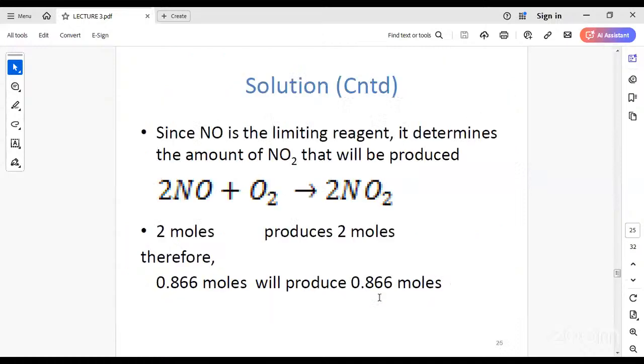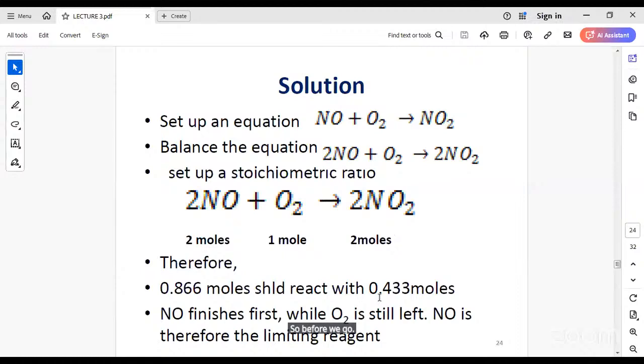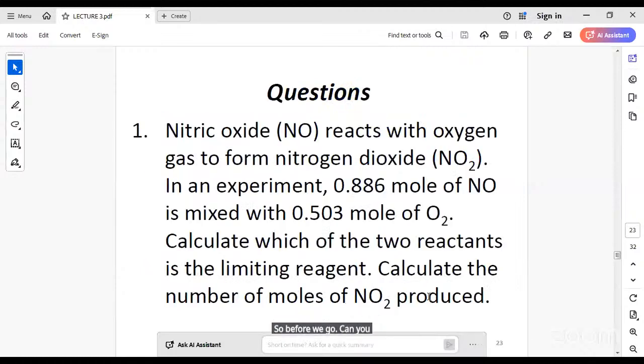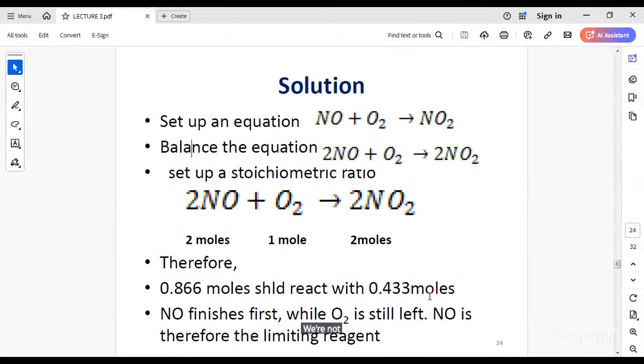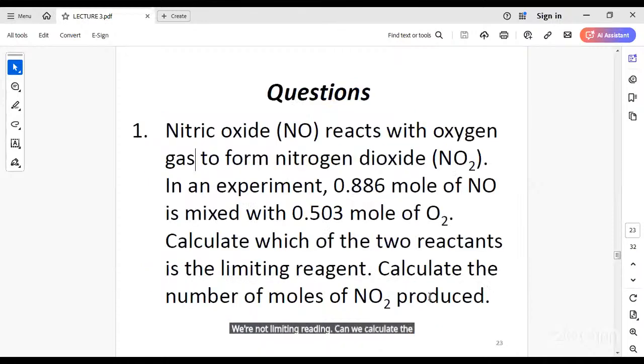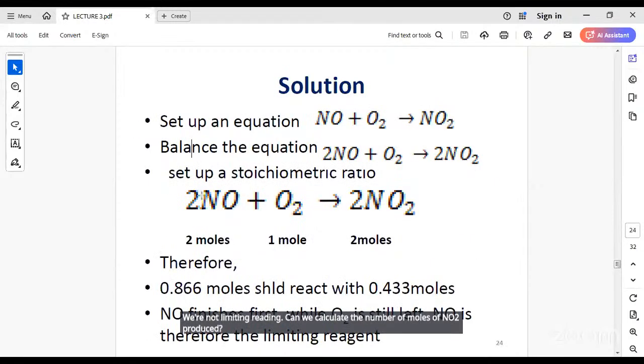So before we go, please, can you calculate the number of moles of NO2 produced, since we already know the limiting reagent? We know the limiting reagent. Can we calculate the number of moles of NO2 produced? Because we already know that your nitric oxide is your limiting reagent.